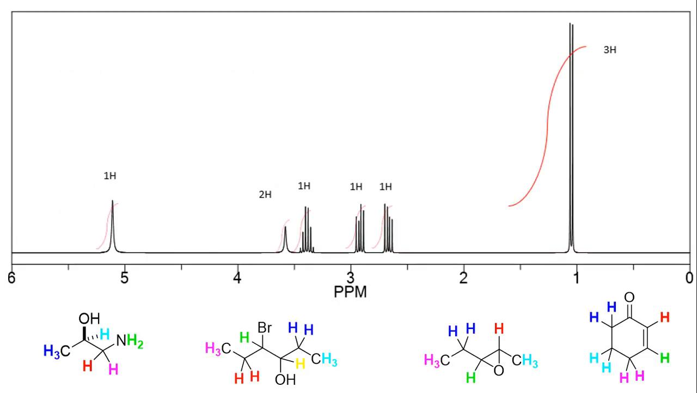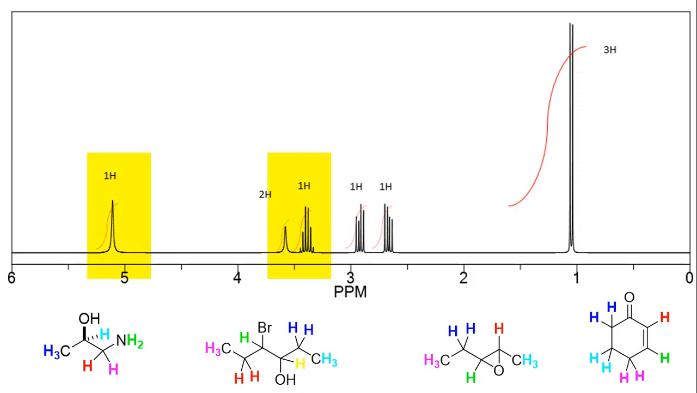So let's start with the first spectrum. So this is the first spectrum. And the first thing we want to do is count the number of signals. So if you look at this spectrum, you have 6 signals. And you can see that you have a signal here, 2 signals here, 2 signals here, and then 1 signal here, right just past 5.